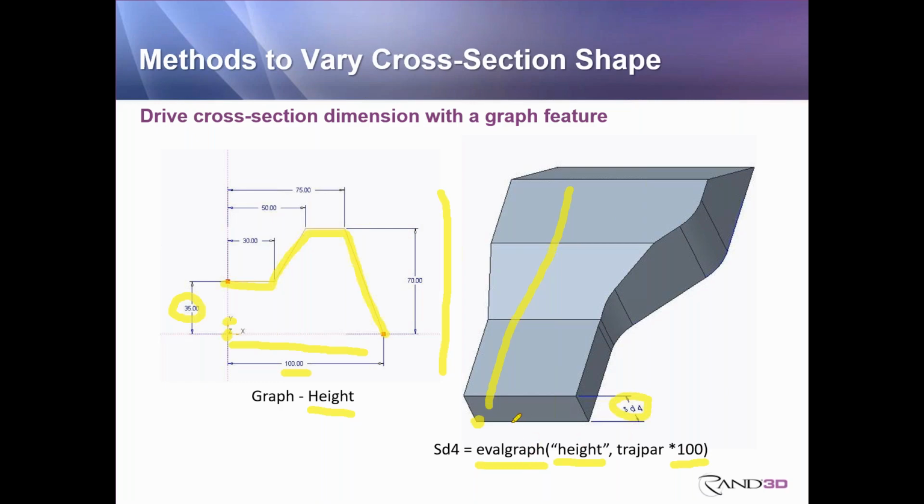Now, once you've added this relationship, that dimension is going to go up and down based upon the graph. If you come back and change the graph, it's going to update the sweep. So that's also a pretty common way that you would change the shape.